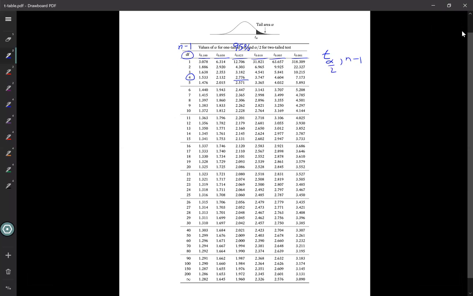Okay, so let's suppose our sample size was 15. Then we would use 14 degrees of freedom, and the t value corresponding to that would be 2.145.